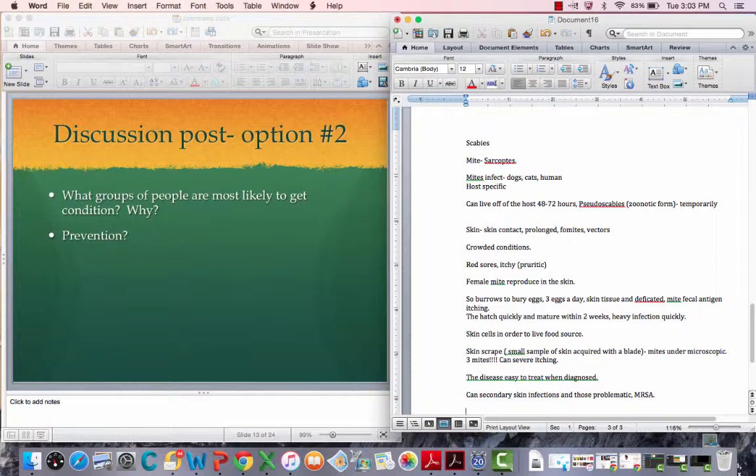So the second option for discussion post has to do with this particular condition, and what I want you to research are what type of people, groups of people are more likely to get scabies than others, and how can you best prevent it. And so for this particular one, focus on the human-to-human transmission of scabies rather than the zoonotic form, pseudoscabies.